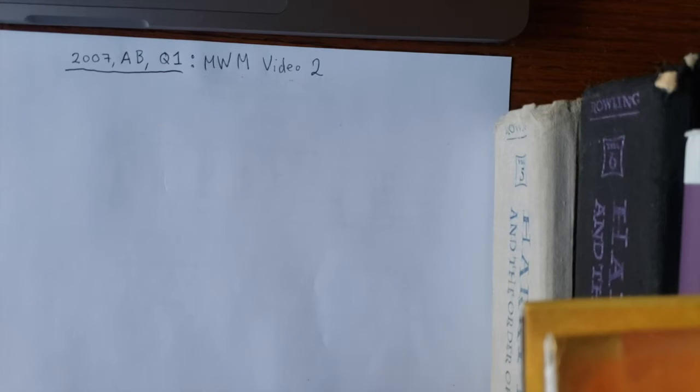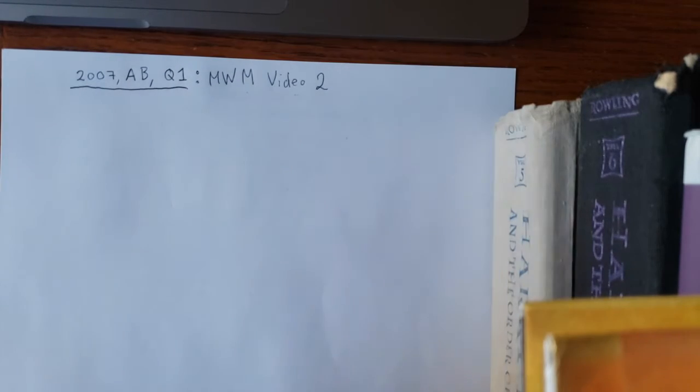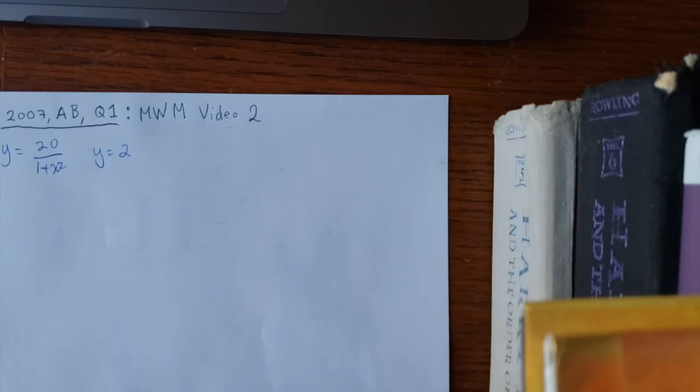All right, teens, the next video I decided to do was about volume and area bounded by curves, particularly because this comes up on both the AB and BC exams. So question 1 from 2007 on the AB exam reads: let R be the region in the first and second quadrants bounded above by the graph of y equals 20 over 1 plus x squared, and bounded below by y equals 2. Cool. I know what those curves are now.